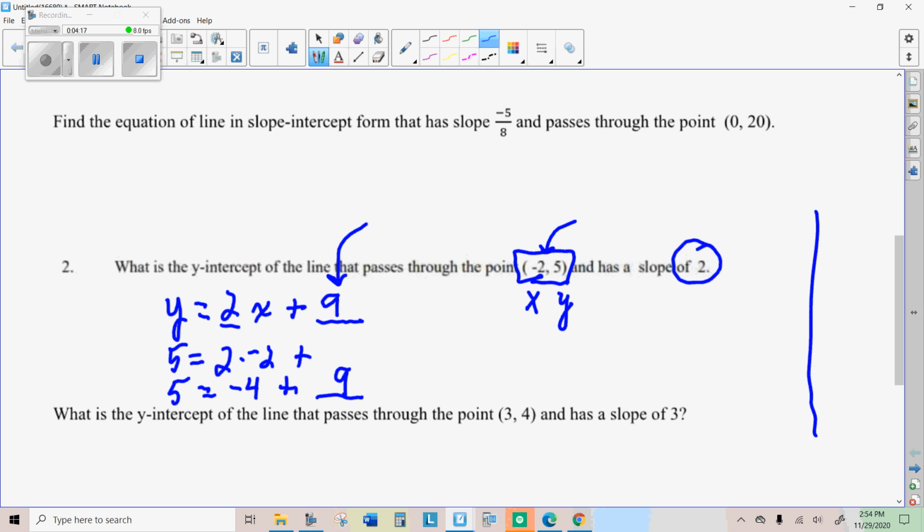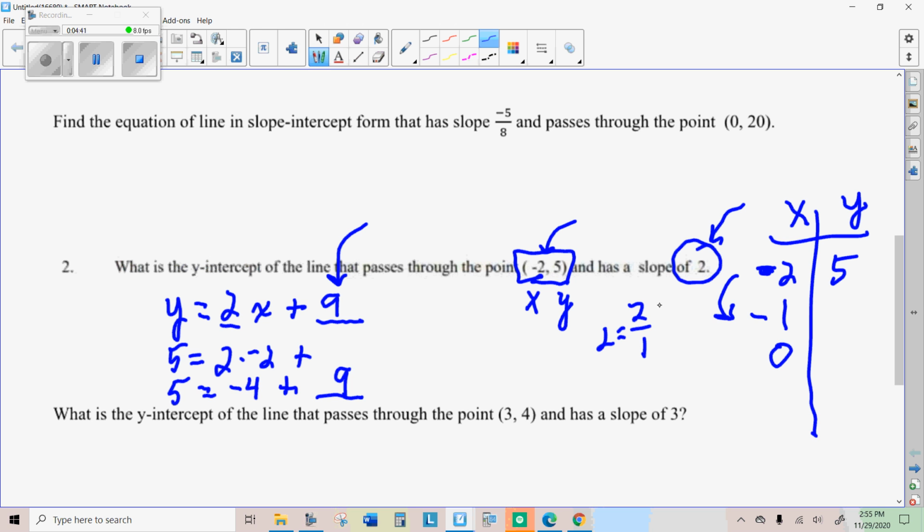Another way is just to follow the pattern on the table. So you have a point at (-2, 5). If you go up by 1 here, the slope tells you how much the y is going to go up by. Remember, the slope is a rise over run, so 2 is equal to 2 over 1. So that means the y goes up 2 every time the x goes up by 1. So if I go up by 1 in my x's, y's will go up by 2.